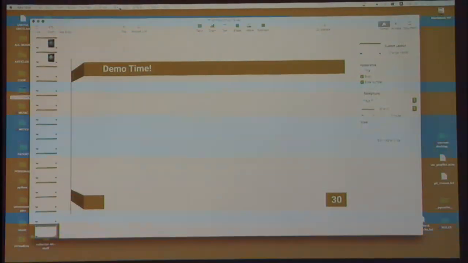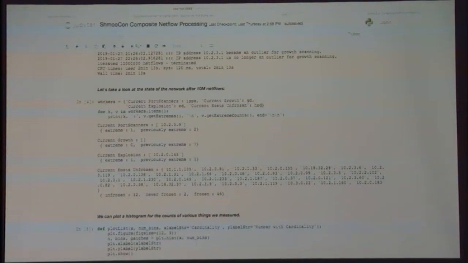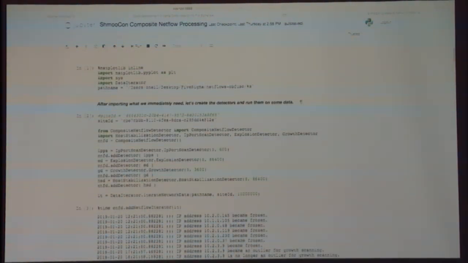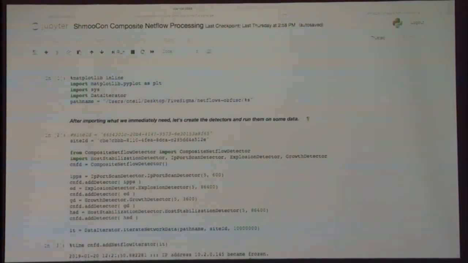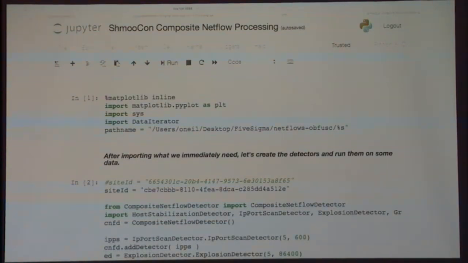And let's go over to demo time. So, is this big enough to read? Okay, great. How's that? Better? Okay, I'll stick with this.